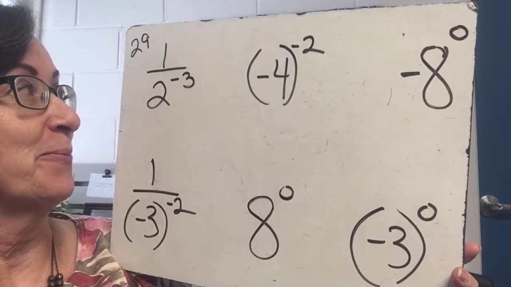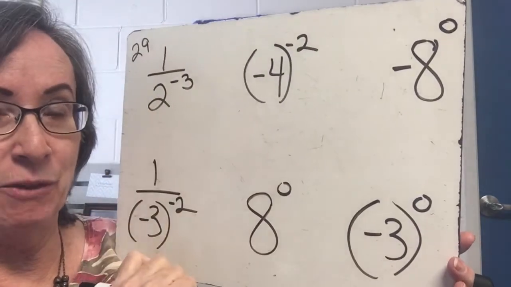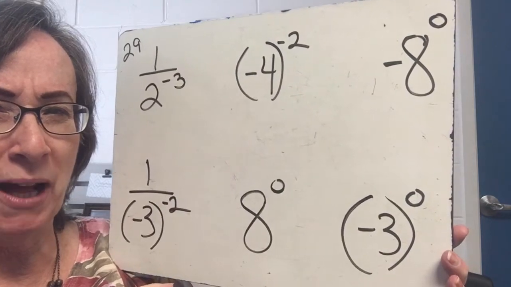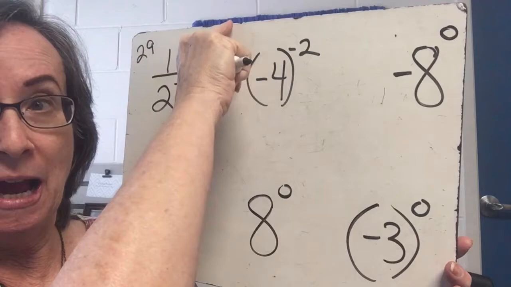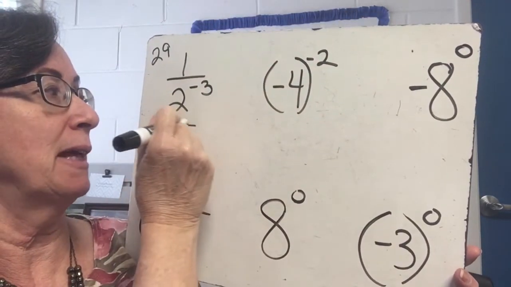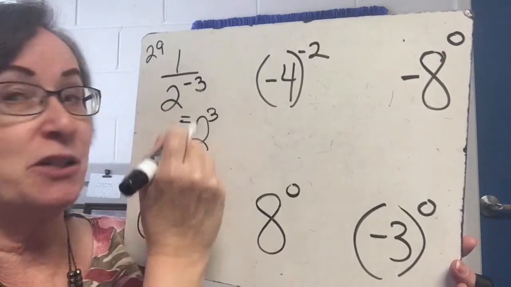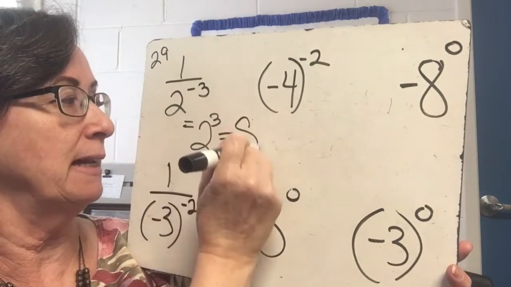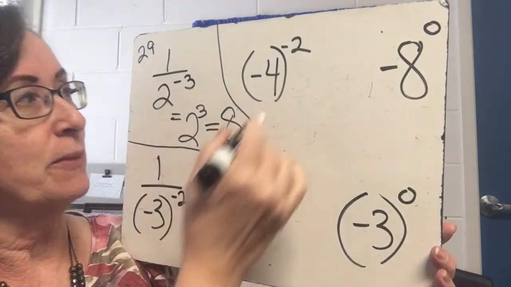Okay, so 1 over 2 to the negative 3. Remember, we don't want the negative 3. We really don't know how to interpret it very well. So we're going to turn it into a positive 3 by sending it up. So this is the same thing as 2 to the positive 3. And 2 cubed is 8, because 2 times 2 times 2 is 8. So the answer to this one is 8.